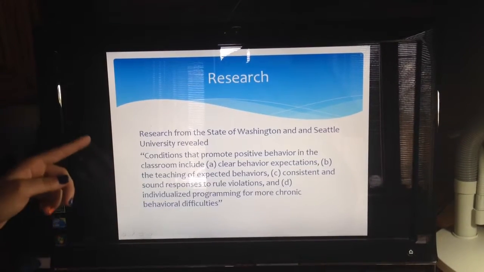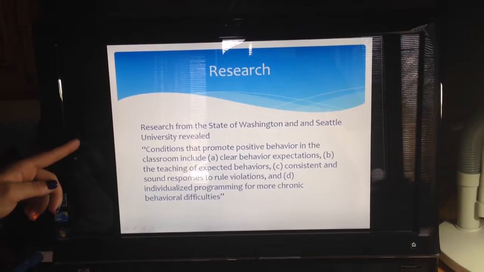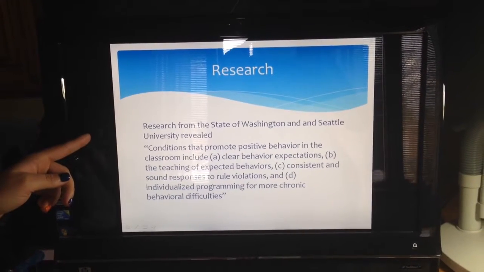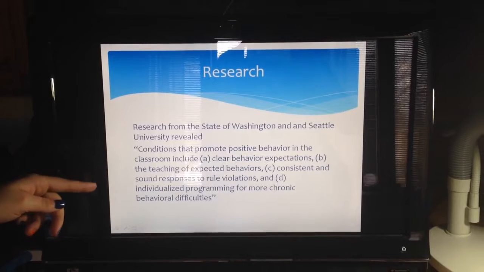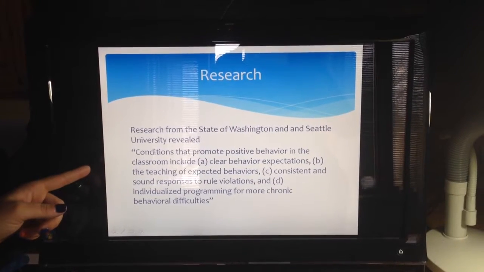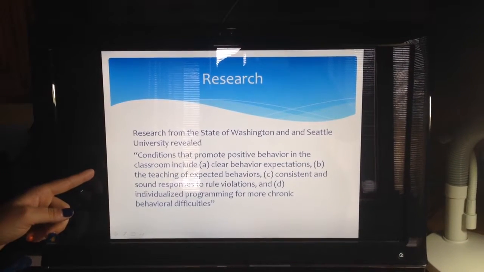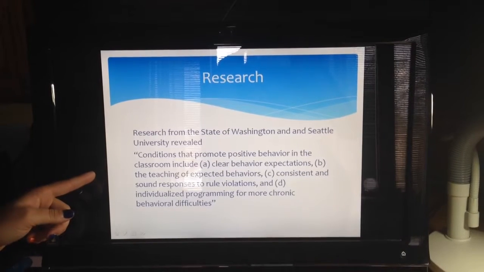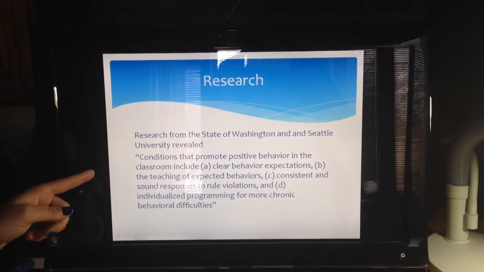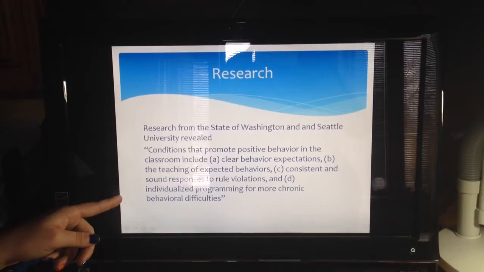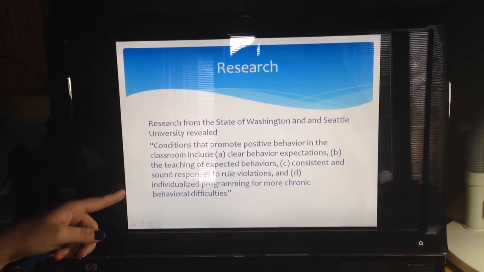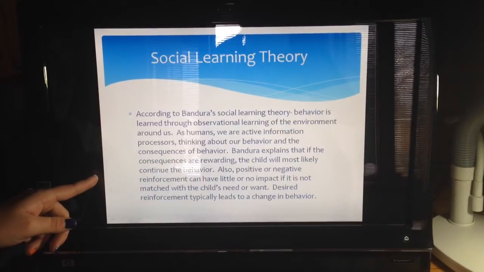implement. So research tells us that to promote positive behavior, we need to provide clear behavior expectations as well as teach expected behaviors. Ensure that consistent and sound responses occur to true rule violations as well as individualized programming for chronic behavior difficulties.